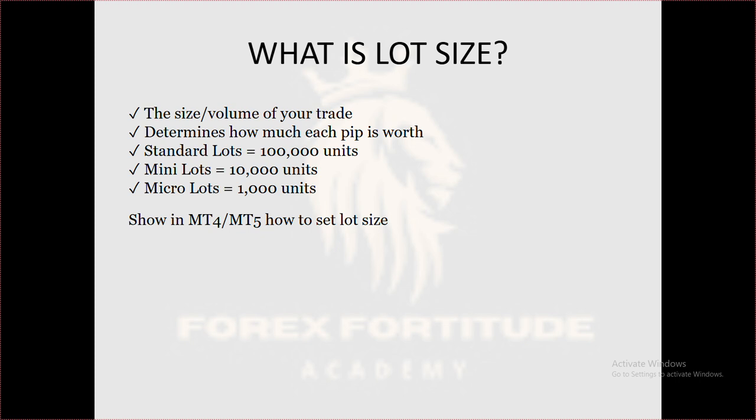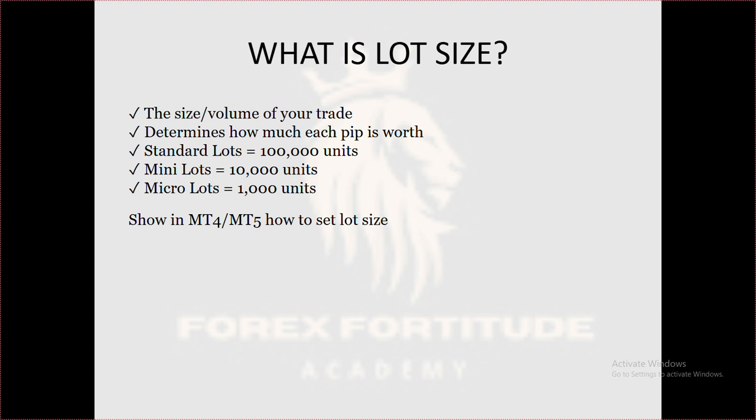For example, a standard lot size is equal to 100,000 units. This is for big traders with big capital, with big accounts. It is about $10 per pip movement. So if you are currently in profit by 10 pips, you'll be making $100, and if you're in loss, you'll be making a $100 loss.